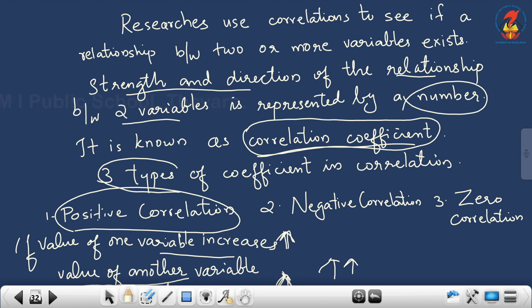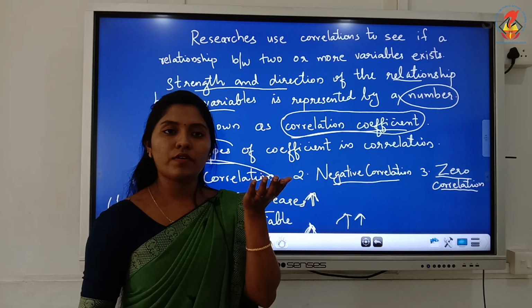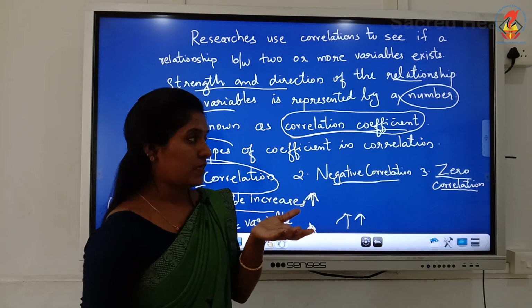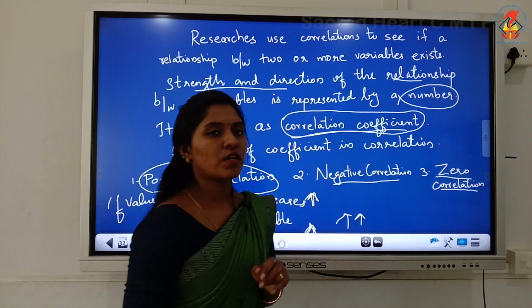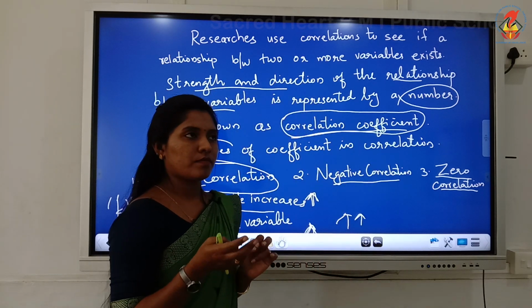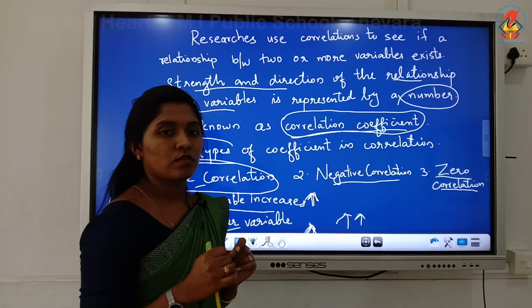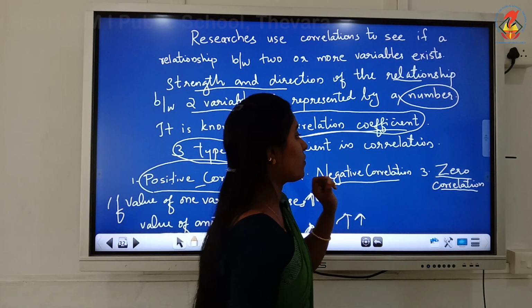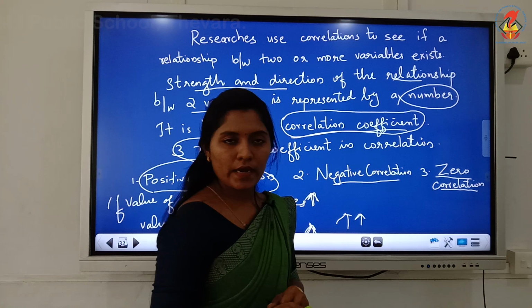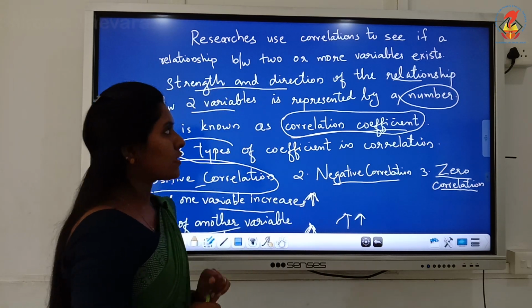There are three types of correlation: positive correlation, negative correlation and zero correlation. In positive correlation, when the value of one variable increases, the value of the other variable also increases. In negative correlation, when the value of one variable increases, the value of the other variable decreases. And in zero correlation, no correlation exists between these two variables. Such kinds of relations are zero correlation. So that is correlational research.